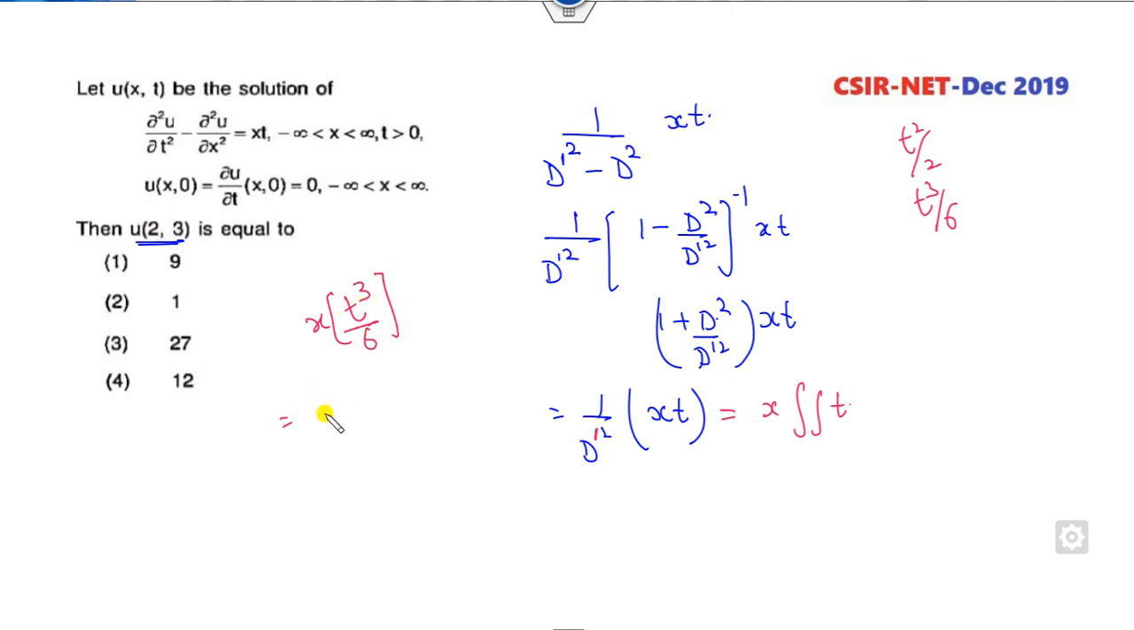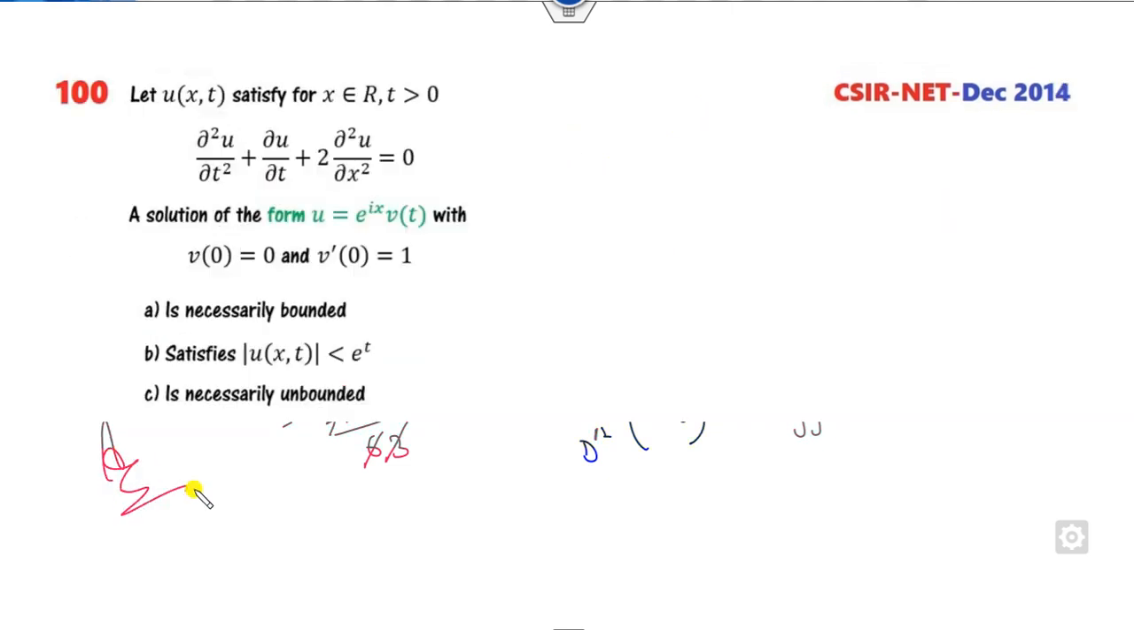Now you can substitute. It's a 2. It's 27 over 6, so 9 over 2 is the right answer. Okay, now look at that.